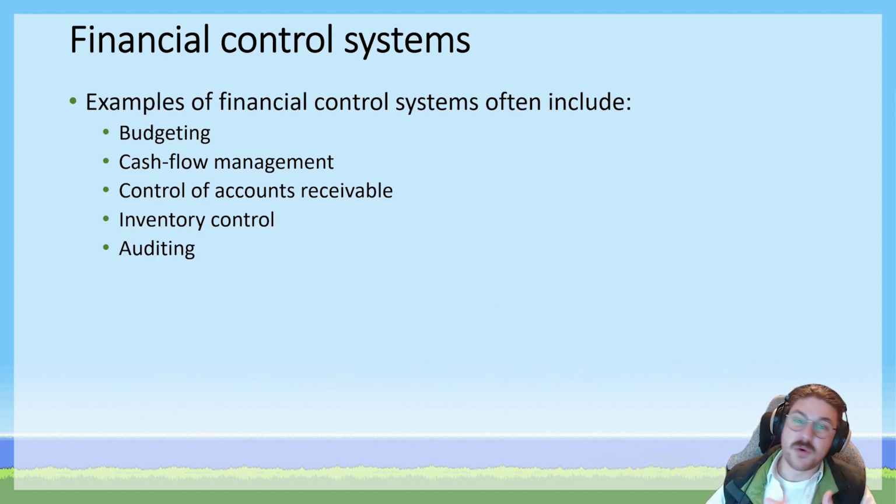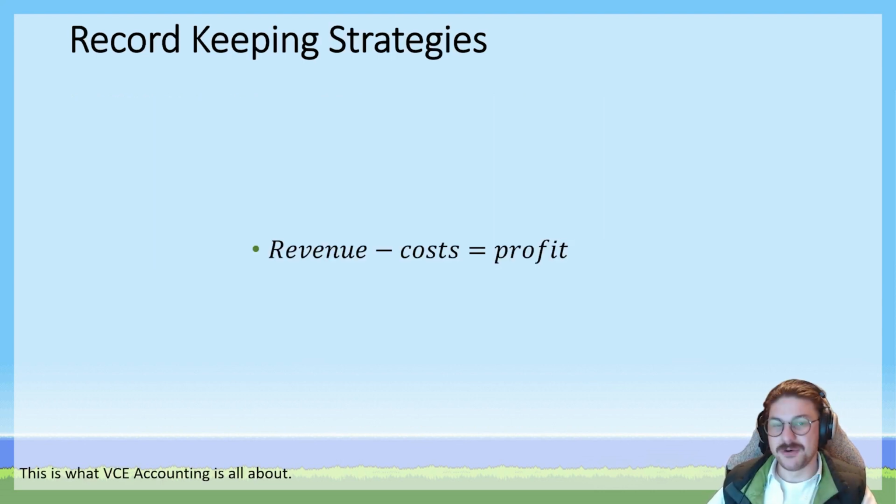Some systems that are quite popular will include the use of budgeting and cash flow management, so ensuring that money is changing hands and moving through your business in a way that's controllable and expected. And certainly things like inventory control and auditing are also going to play an important part in any robust financial control system. As far as record-keeping strategies go, it's essentially this.